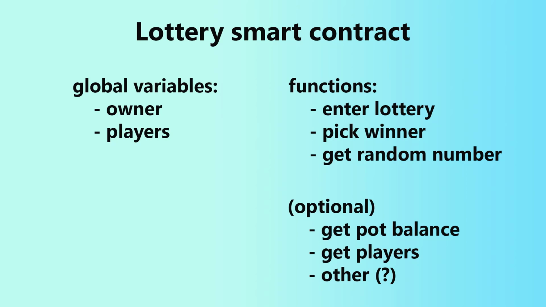Next, we may have some other more optional utility functions. We might want to have something to get the pot balance. This will be helpful for testing. We might want something to quickly give us a list of all the players in the lottery. Is there anything else you could think of that we might need in our smart contract?